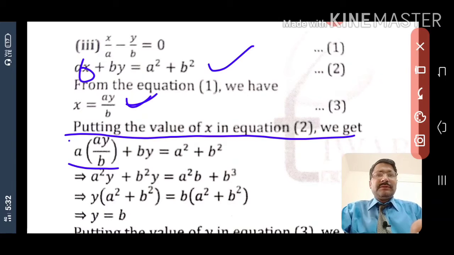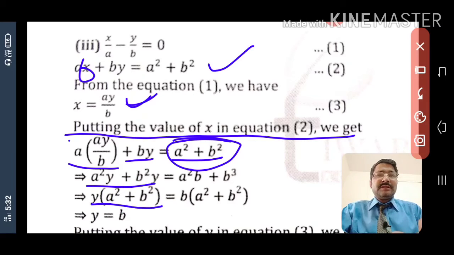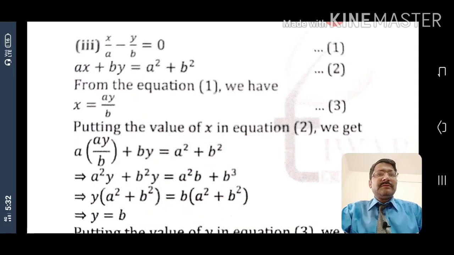Now you will take the LCM, which is b, and then you will multiply. So you get a square y plus b square y, and b multiplied by these also gives a square b plus b cube. Now you can check y is common here, so you take y common and get y times (a square plus b square). Here you take b common, so you get a square plus b square. Now a square plus b square cancels, so y equals b.